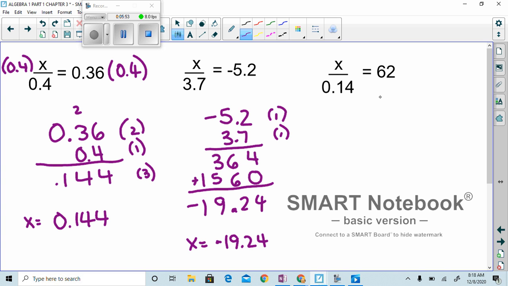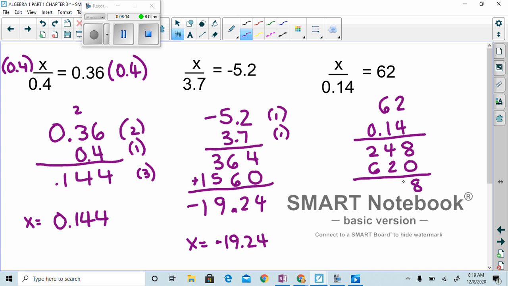The last problem on this slide, we're taking 62 and we're multiplying that by our 14 hundredths. 4 times 2 is 8. 4 times 6 is 24. Our second row times 1, and then we add our subproducts. We need 2 decimal places in our answer, and there you have your multiplication equations with decimals.